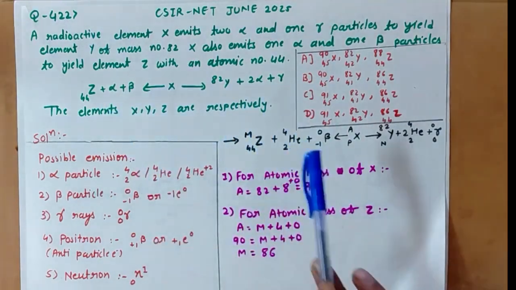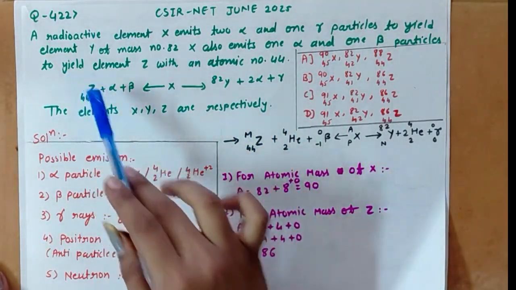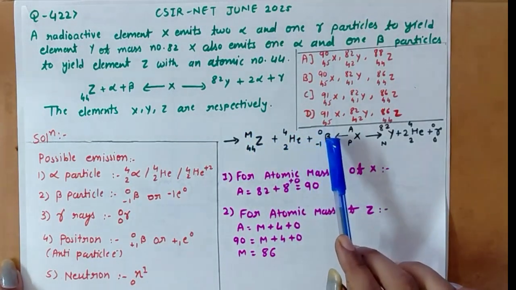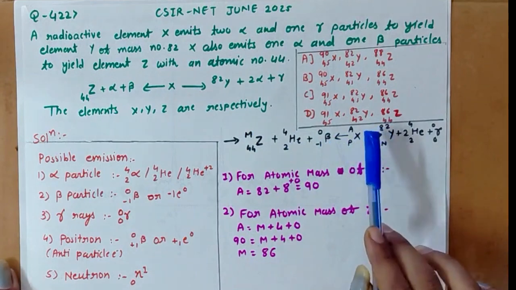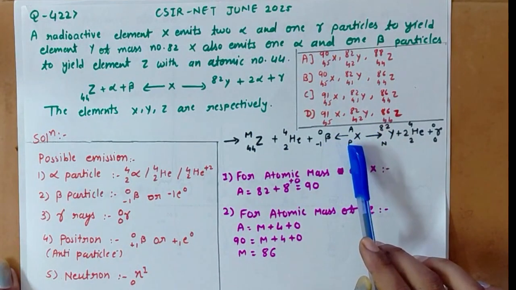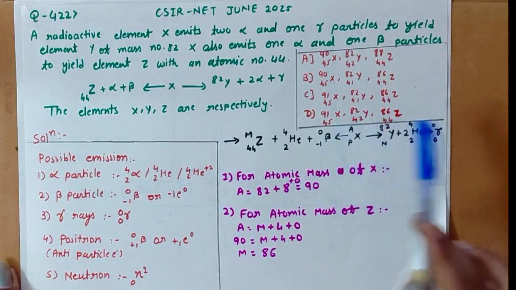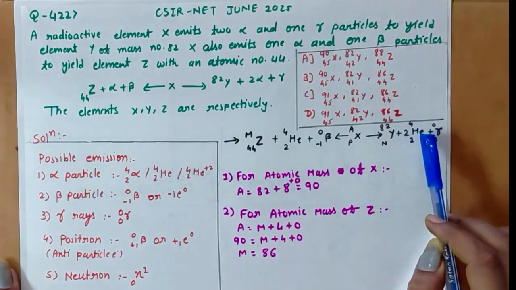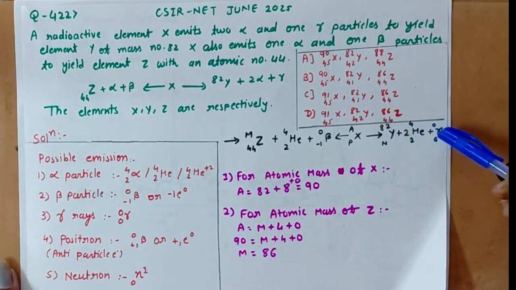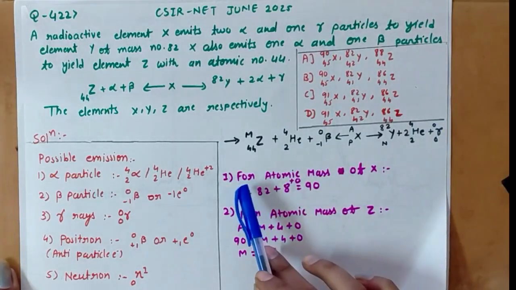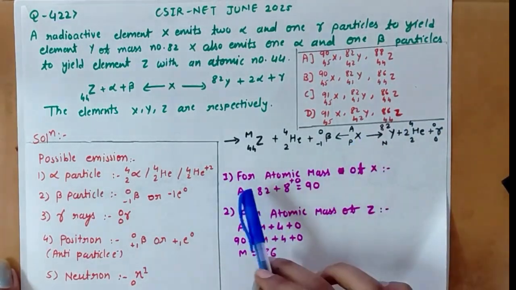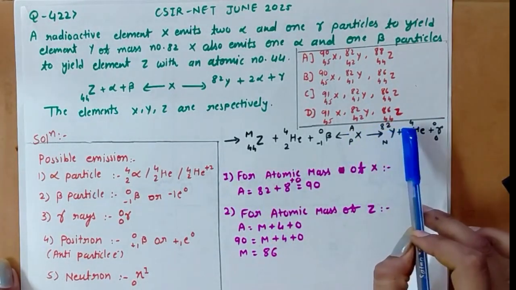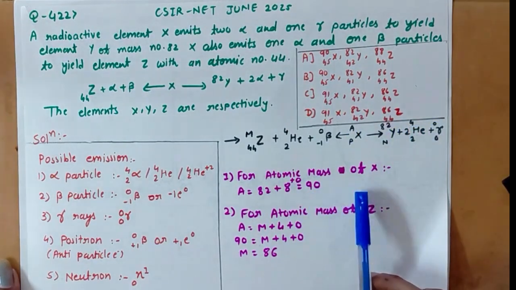In our reaction, suppose we consider the atomic mass for Z is m, plus 2 4 helium plus -1 0 beta, and X, where the atomic number for X is P and the atomic mass for X is A; for Y, the atomic number is N, plus 2 4 helium plus 0 0 gamma. First, for the atomic mass of X, A is equal to 82 plus 4 plus 0, which is equal to 90.